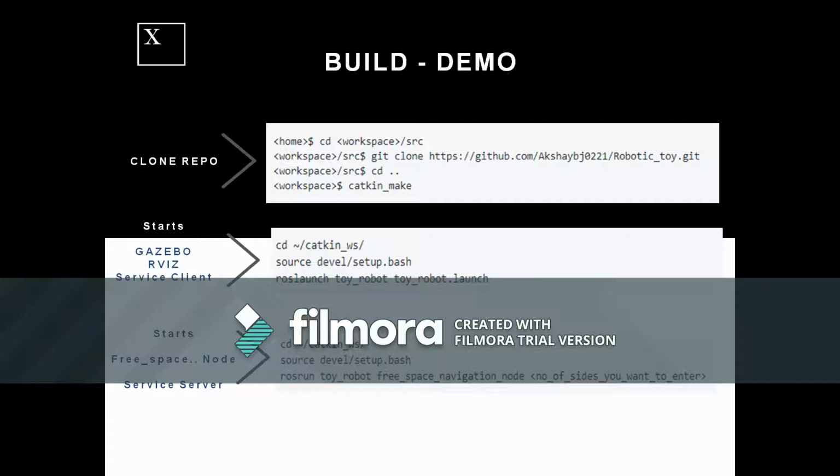I will show you this in real time, but for some reason my video is not recording when I'm trying to do that. I'll add that video at the end so you can see it. Once you're done, Gazebo, RViz, and the service client are launched, and you can see all of them on your screen. Now you have to open a new terminal and source it, because you just did a catkin make, and run the command rosrun toyrobot free space navigation node with the number of sides. Basically, if you want the robot to move in a pentagon, just give 5, or give 3 for a triangle, and so on.